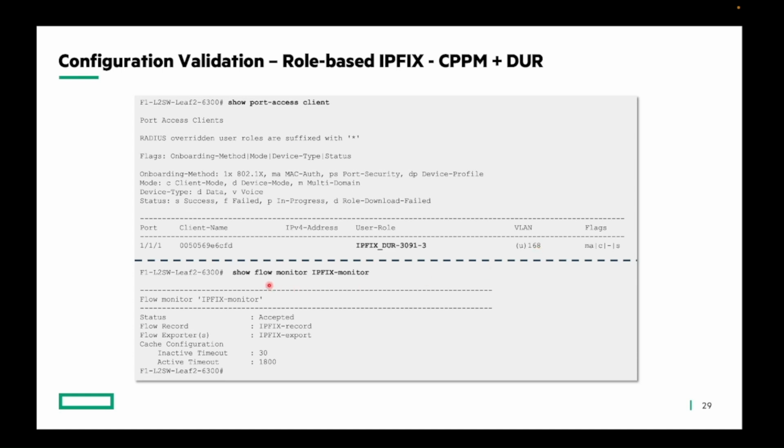If I do show flow monitor IPFIX monitor, that particular monitor, it says it's been accepted, and its inactive timeout is 30, active is 1 and 1800. Which flow record, so-and-so flow record, which flow exporter, so-and-so flow exporter. So that configuration is already on the switch. It's going to leverage that.